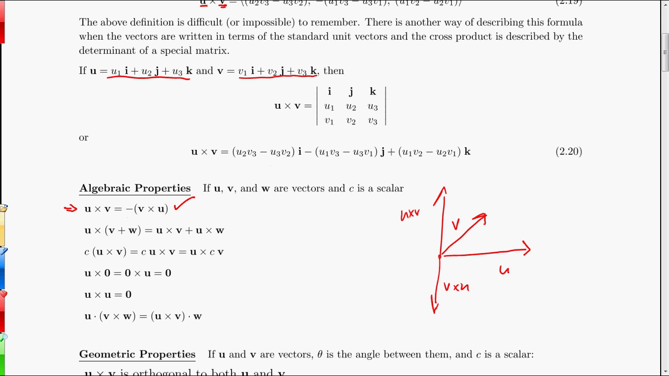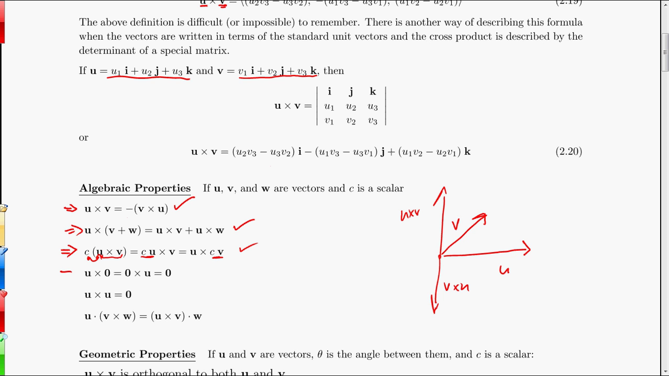Let's see. The cross product distributes across addition, and scalar multiplication does not work like it does in, say, addition. It's more like multiplication, in that if you take the scalar times U cross V, you don't distribute across the cross product. You can multiply U times that scalar, or you can multiply V times that scalar, but don't distribute, don't do both, right?